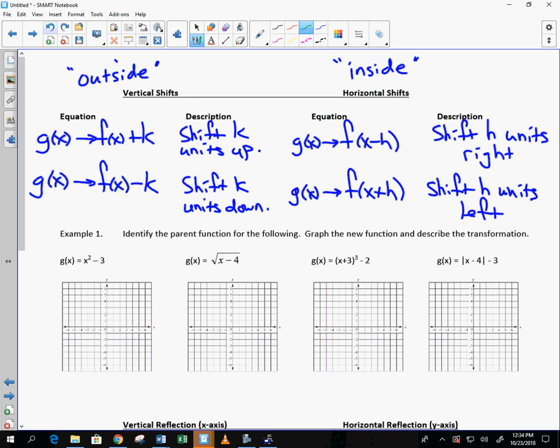How do I remember that one goes right, one goes left? Here's what I do. I think about what do I plug in to make this section right here 0. And I would plug in h. Well, h is positive, so it moves to the right. What would I plug in here? I'd plug in negative h, so it moves h units to the left. That's how I remember it, and it always works for me.